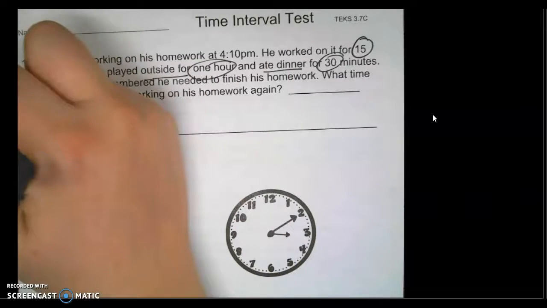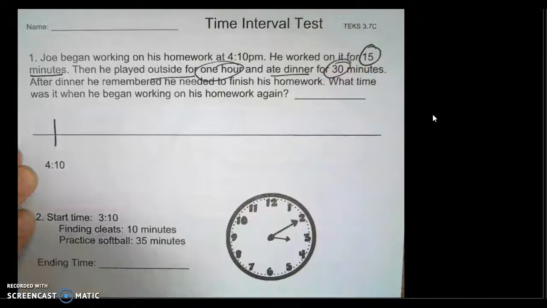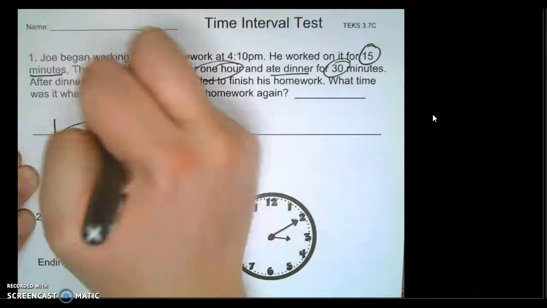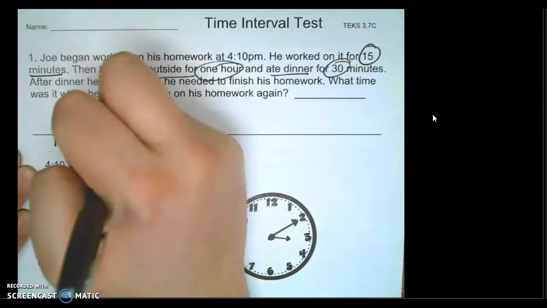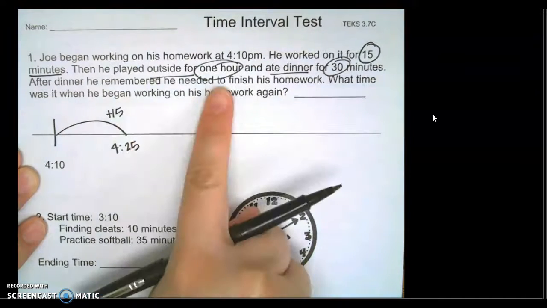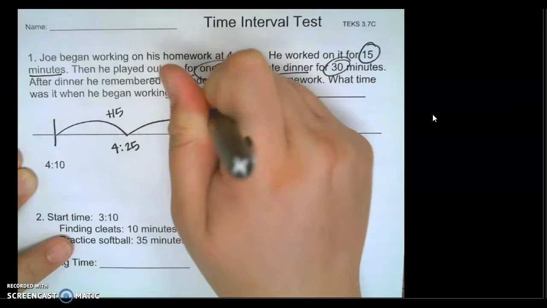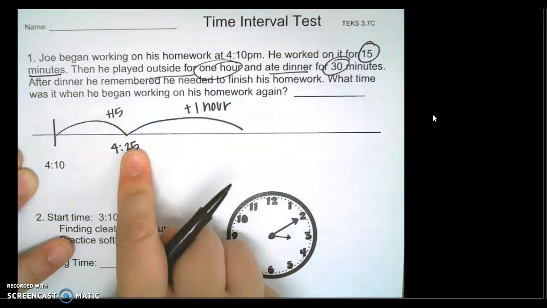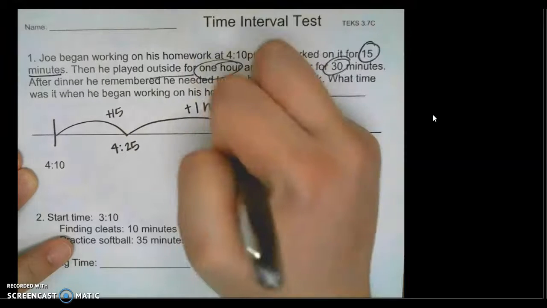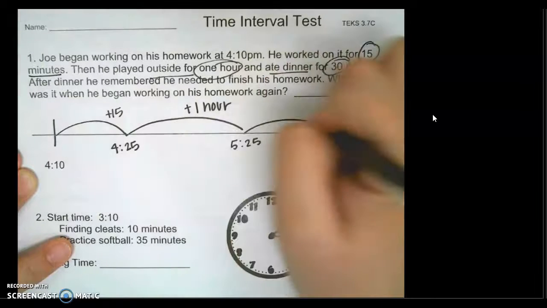So this is my start time, 4:10. He worked on it for 15 minutes. So I'm going to add 15 minutes to 4:10. That's 4:25. Then he went outside for an hour. 1 hour from 4:25 is what? Good. 5:25. Then he came in and ate dinner for 30 minutes.